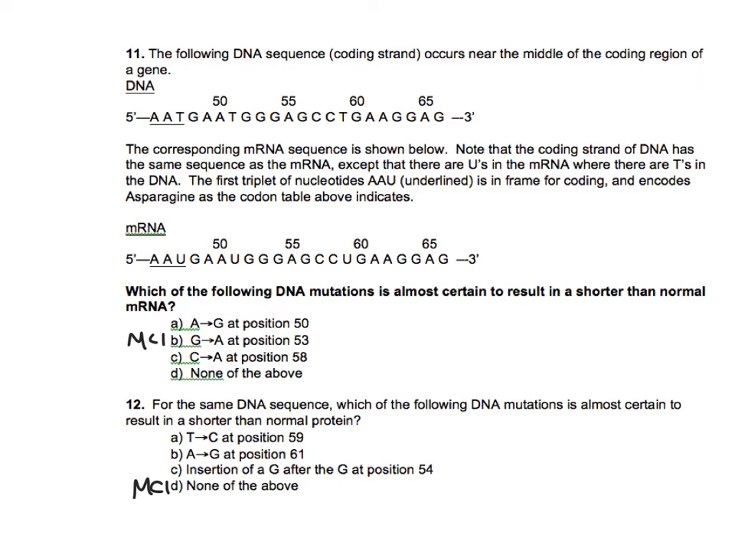So if we make a G to A mutation at position 53, that's right there. So if we turn that G into an A, why does that turn this coding region into a shorter something? A lot of you answered that this was the correct answer, B, G to A at position 53, like I've drawn up here in blue. So what's the basis for that response? What did you do by making an A instead of a G?